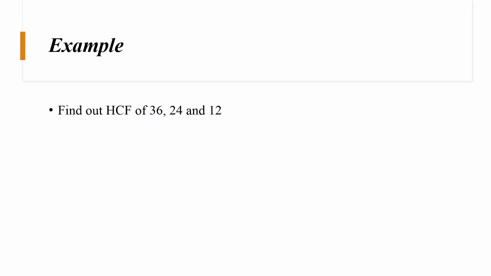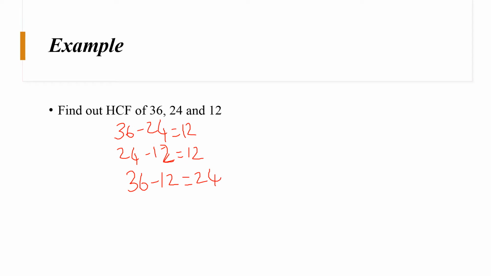In this problem, they ask you to find out the HCF of three numbers. First step is you have to find the difference between all the three numbers. That is 36 minus 24 gives you the value of 12, and 24 minus 12 gives you the value of 12, and 36 minus 12 gives you the value of 24. In the next step, you have to choose the least difference among these three. The least difference among these three is 12.